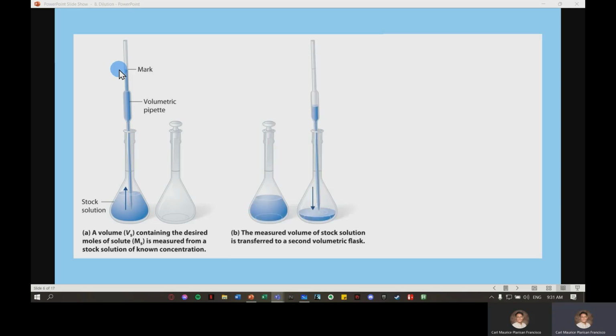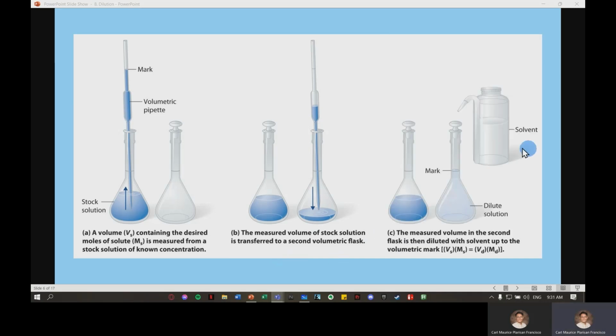Then after which, containing the certain amount or measured concentration of a solution, it will be transferred to the other container. So the measured volume of stock solution is transferred to a second volumetric flask. After which, using a certain bottle here containing a solvent, say for example water, we will be pouring solvent or water to the second container up until the mark.